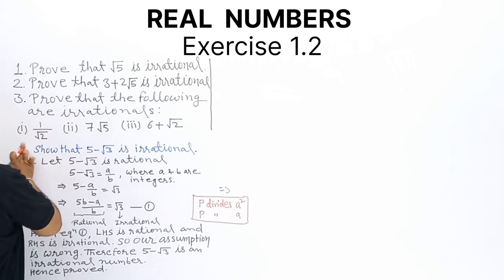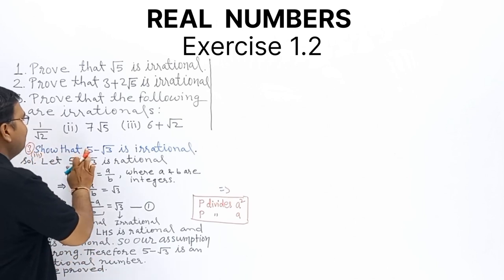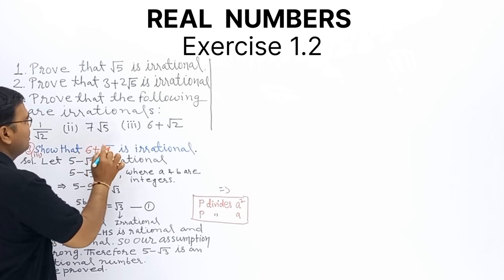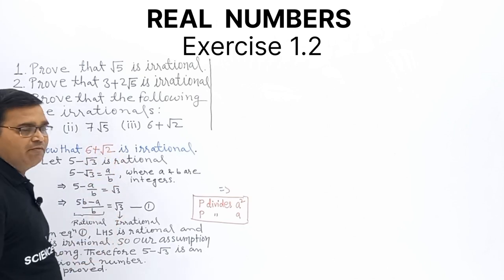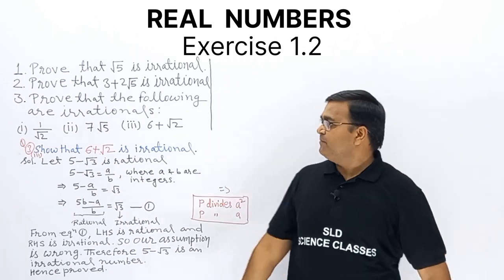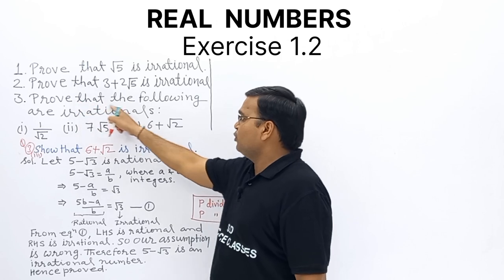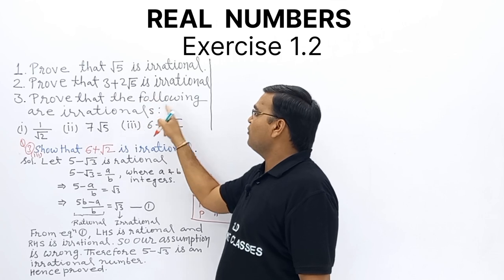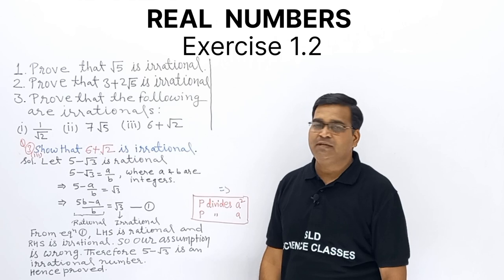Question number 3, third one. I am taking the third one there, 6 plus root 2. What is the question? Question number 3 of your exercise: prove that the following are irrational. First I am taking the third one, 6 plus root 2. I want to prove this one.